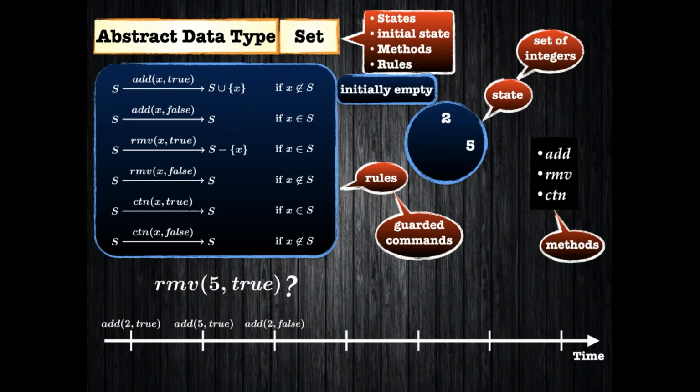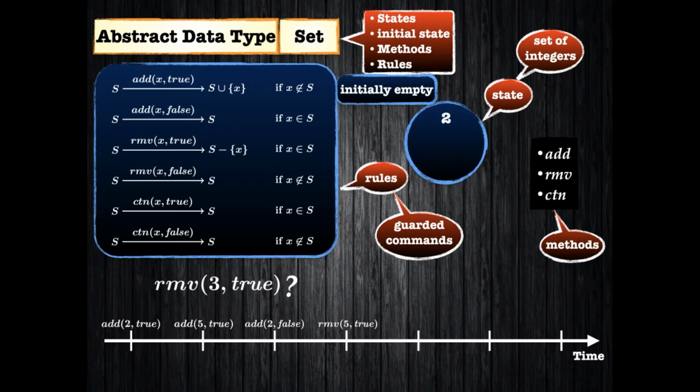Now, how about remove 5 true? Which is the rule that may potentially allow me to perform this operation? It's this one here. I have to instantiate the X to 5 and then check the guard, which tells me that X is indeed a member of S. This one is indeed satisfied because 5 is a member of the state here. So this is enabled. I change state by removing X from the set, which is what I do there. And then I add the operation to the trace that I am generating at the moment.